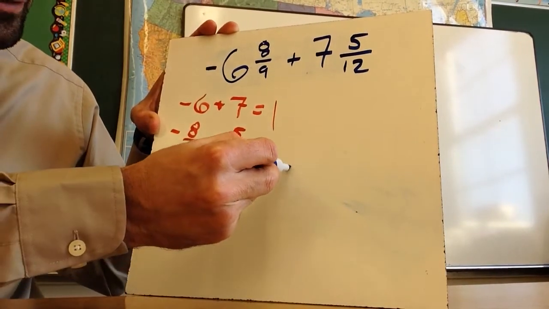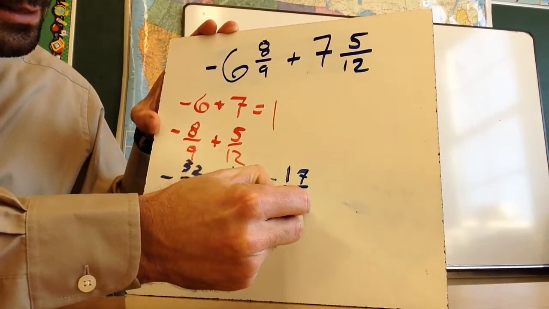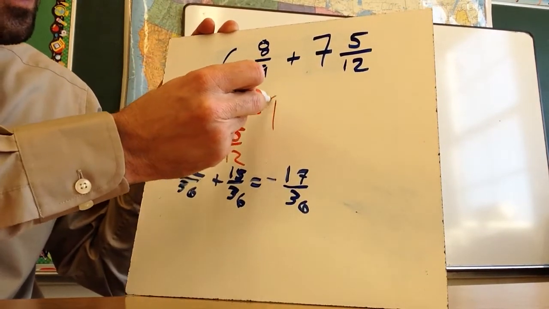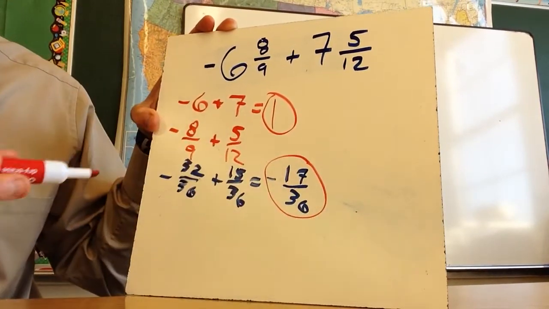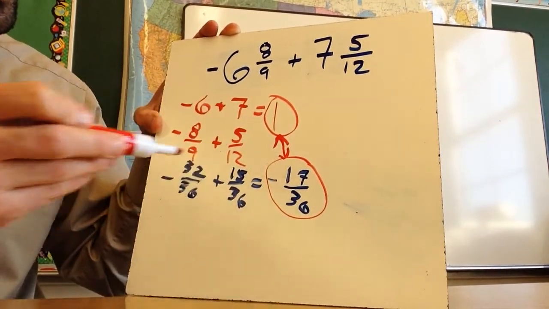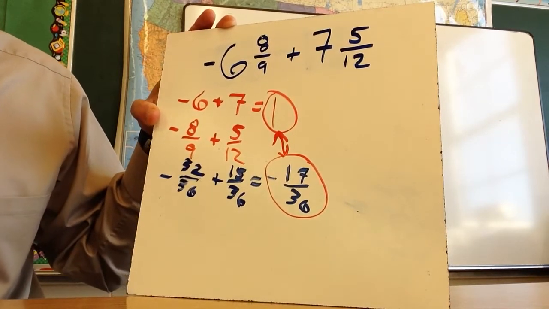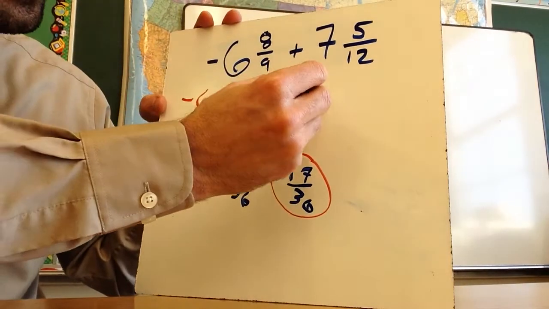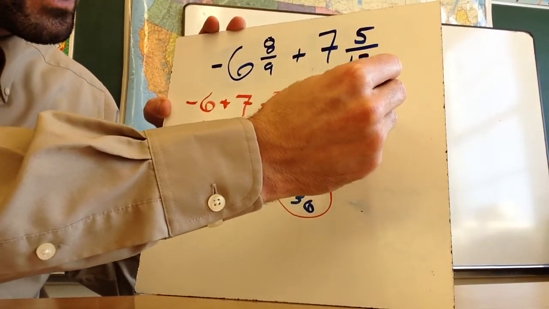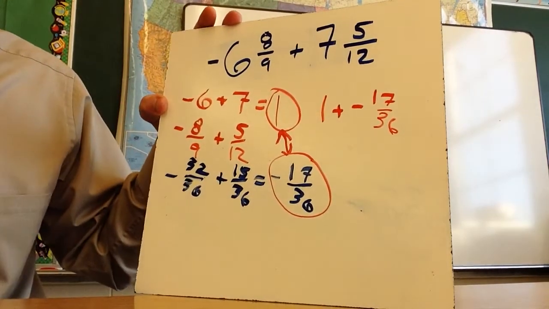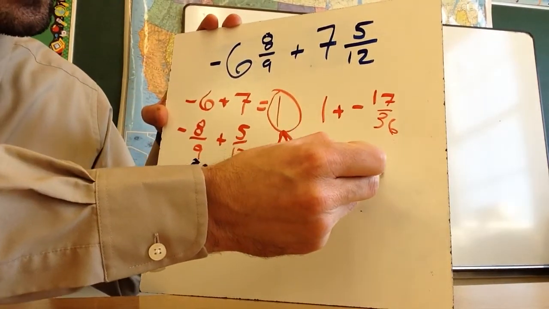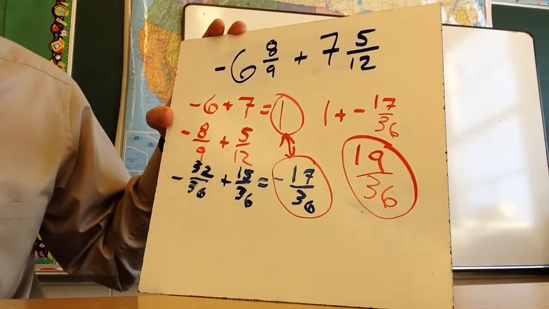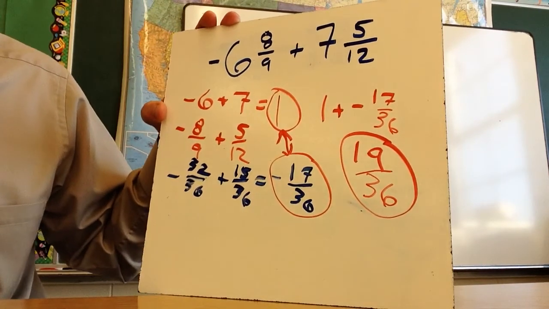This ends up being -17/36. Now what I need to do is put these two together. So I'm taking this number and this number, remembering that it's negative. I'm actually going to add these two numbers together. So it's 1 plus -17/36, and 1 plus -17/36 is the same as 1 minus 17/36. So this ends up being 19/36.